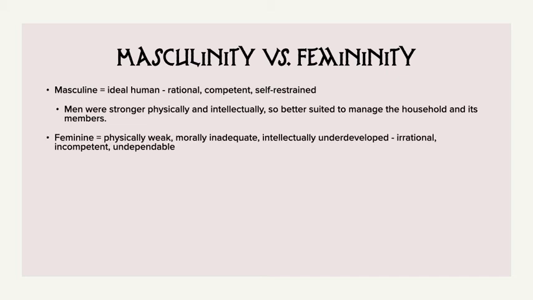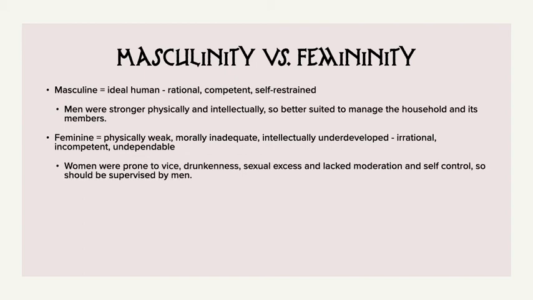In contrast with that, women were seen to be physically weak but also morally inadequate, and intellectually underdeveloped. So they were emotional, irrational, incompetent. They lacked self-control. As a result of this, they were prone to vice. They were thought to be obsessed with alcohol and sex. They lacked moderation. They lacked control. And so they needed to be supervised by men.